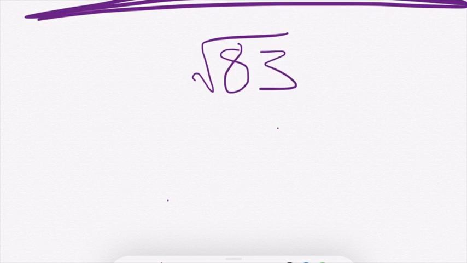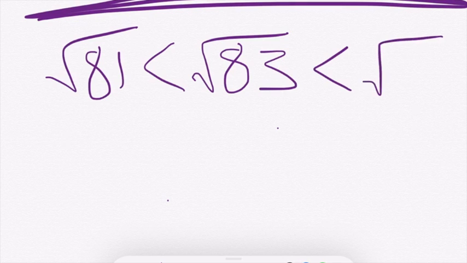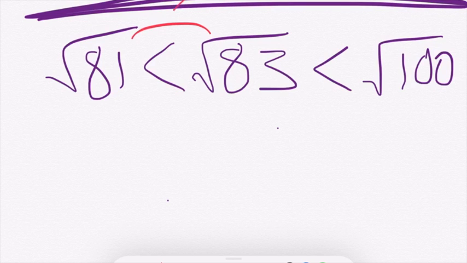So now let's look at another example. Let's take the square root of 83, for example. It falls in between the perfect squares of 81 and 100. So if we take the square root of both of those, we should get the kind of relation we're looking for. And as you can see, the square root of 83 is 2 away from the square root of 81 and 17 away from the square root of 100.